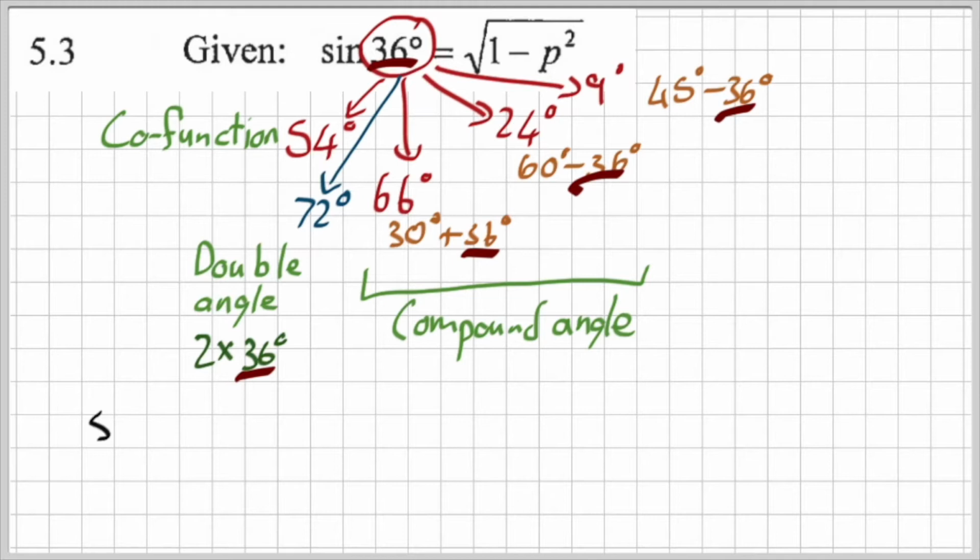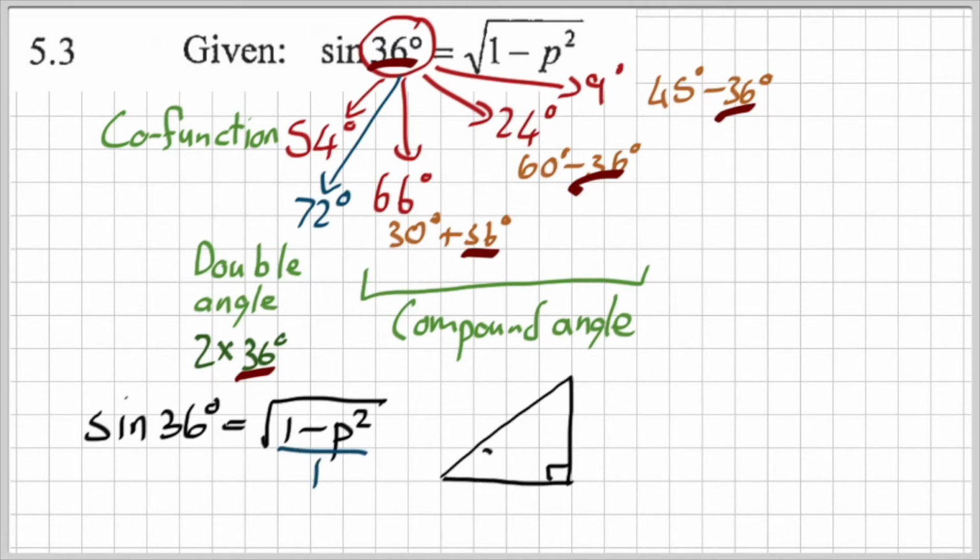But then, if I look at the sum, before I actually do anything, I love to draw my sketch, okay? So how does the sketch look? Well, for sin 36, which is root 1 minus p squared, I'm always going to change it into a fraction by putting it over 1. Why do I want to do that? Because then I can draw a triangle where I've got a ratio between my opposite and my hypotenuse.